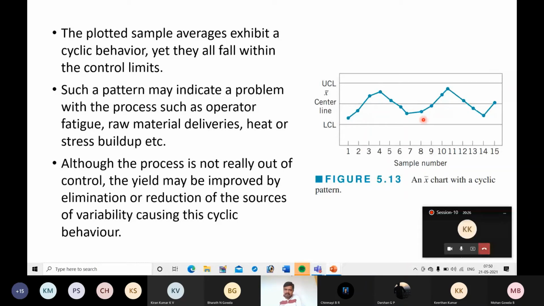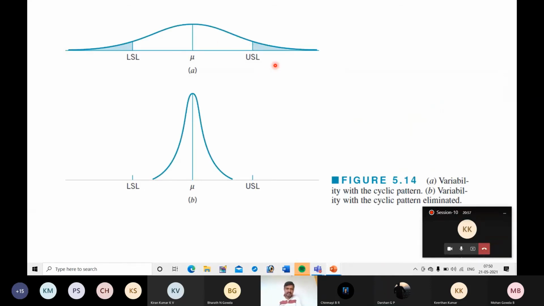But even if you evaluate the cyclic pattern and eliminate the reasons for getting this cyclic pattern, you may end up getting most of the products to the target, that is to the central value, the mean value, like 18 mm in the case of a cylindrical component. So this illustrates the importance of eliminating the cyclic pattern.